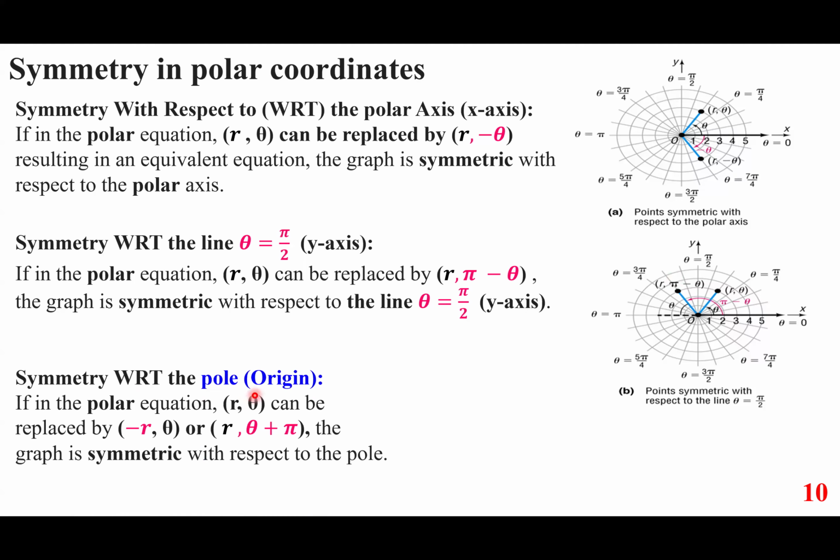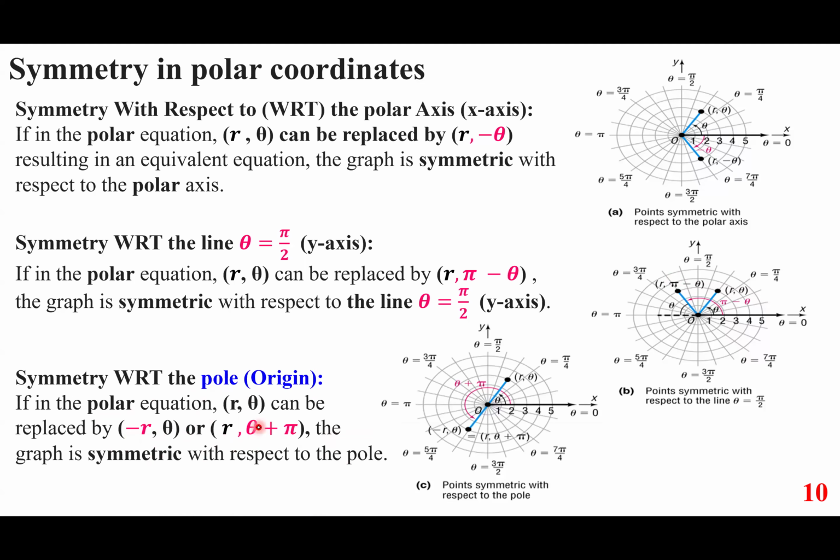Symmetry with respect to the pole or the origin. If in the polar equation r comma theta can be replaced by either negative r comma theta or r comma theta plus pi, the graph is symmetric with respect to the pole. Remember, if this is negative, you can have this to be opposite with that and just add odd multiples of pi. So these two are identical. And so you have to check both. And so r comma theta becomes negative r comma theta.